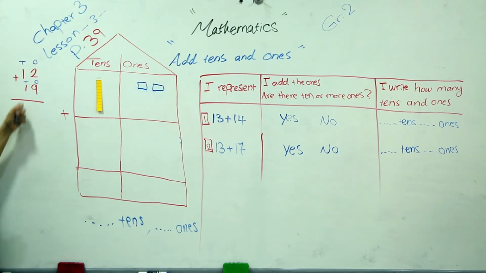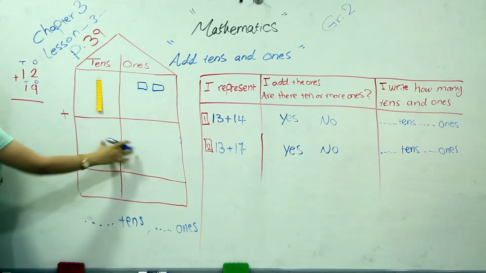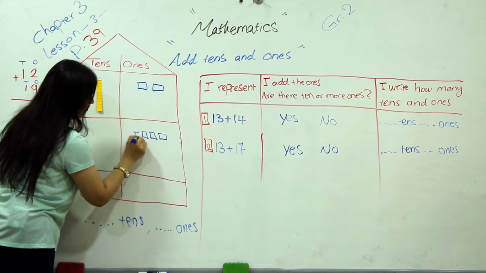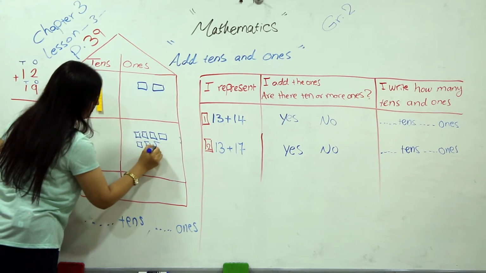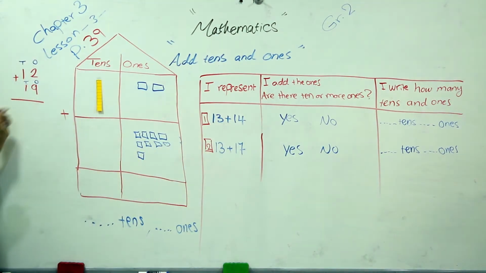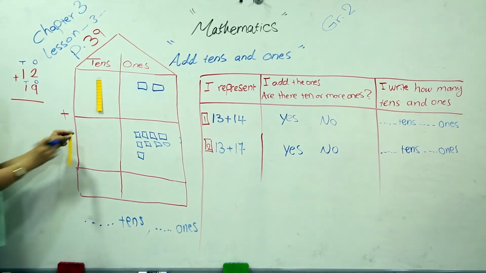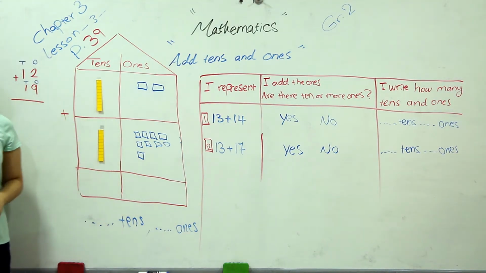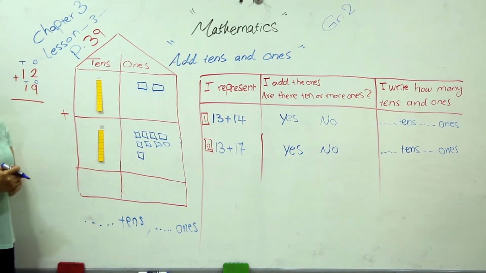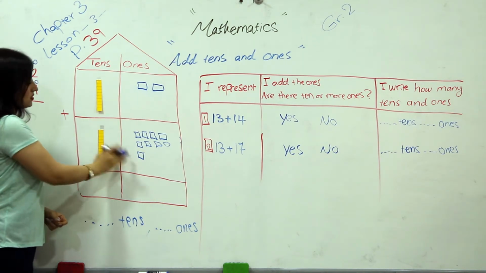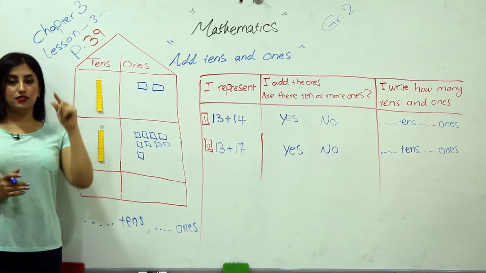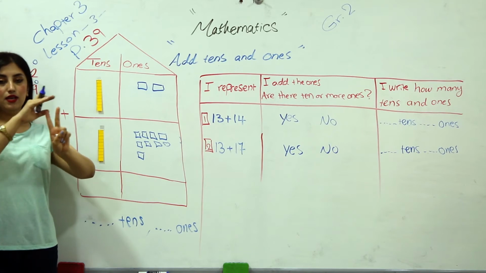And 19, how many ones do we have here in the second room? 9. 1, 2, 3, 4, 5, 6, 7, 8, 9. And how many tens do we have? We have 1 tens. Okay? And don't forget that's addition. So we start the addition, okay? 2 plus 9 equals what? 9. We put 9 in our mind and count: 9, 10, 11.